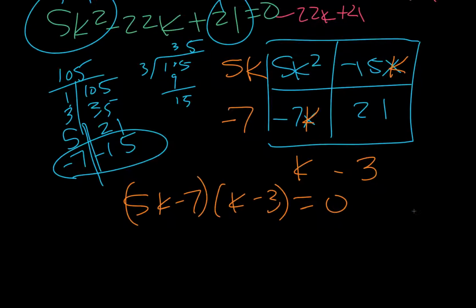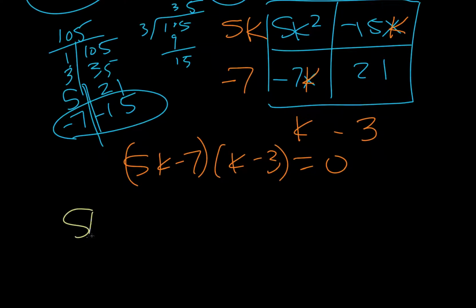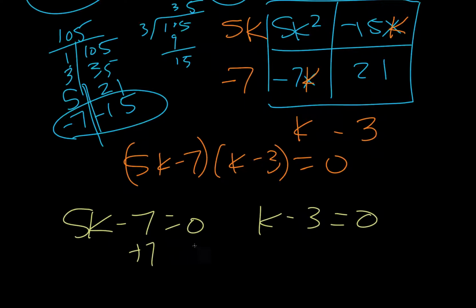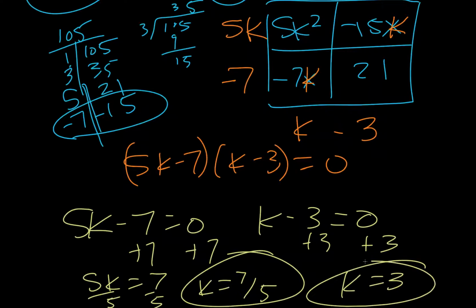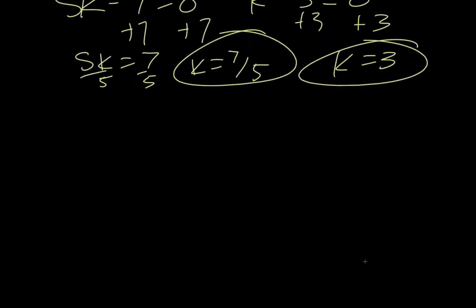We can use the zero product property that says we can split those into 2 pieces, like that. Solve both of those for k. Divide by 5. So k equals 7/5. And this one we just add 3, and k equals 3. Alright, so those are the 2 values of k that make that true. So let's keep going. We'll move on to example 9.